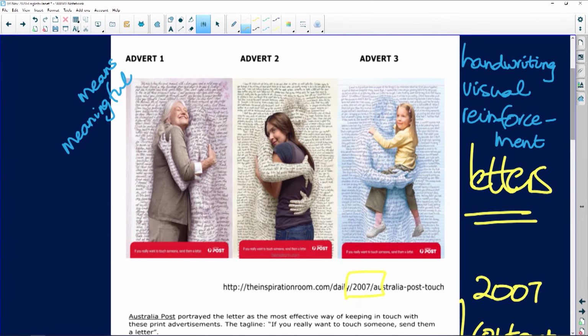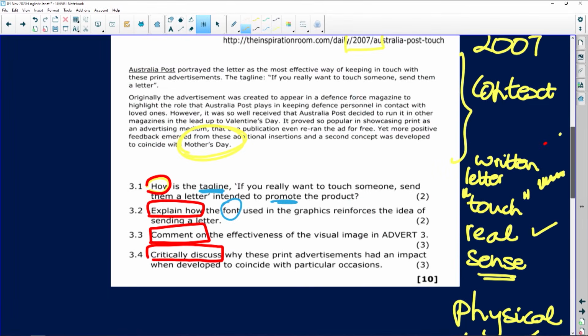But better way of answering would be to say, the advertisement moves the reader in whatever way it does. So look at this advert. The advertisement warms the reader by stressing the loving relationship between parent and child. Right? What else do I have to do? Go back to the question.